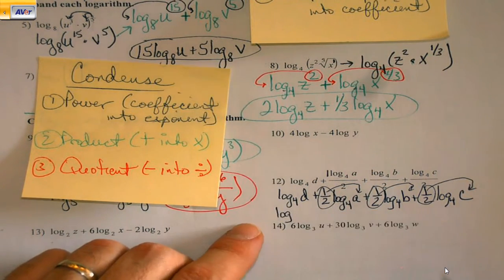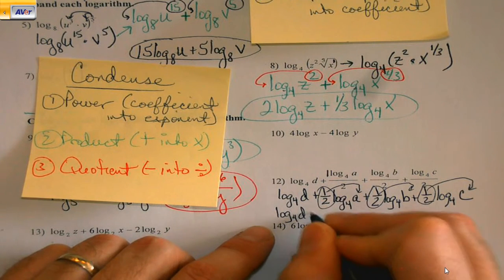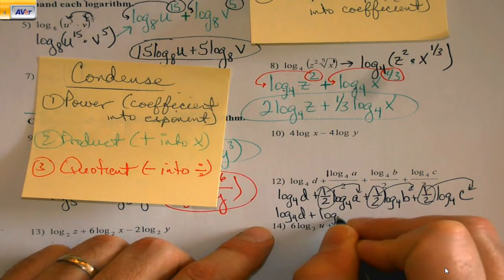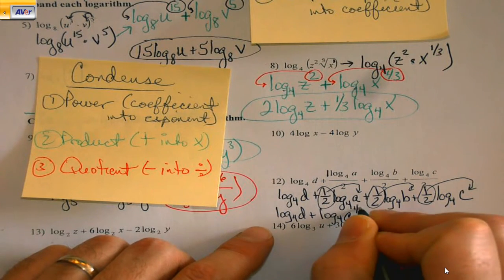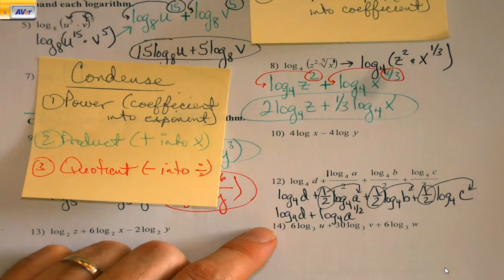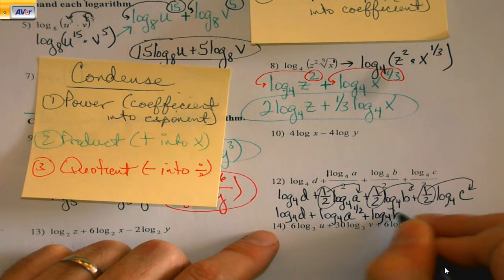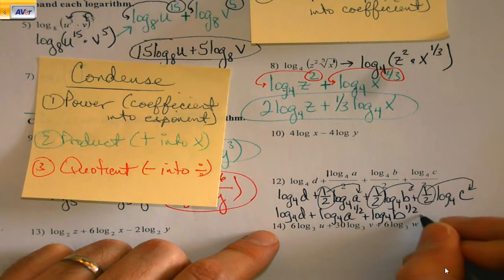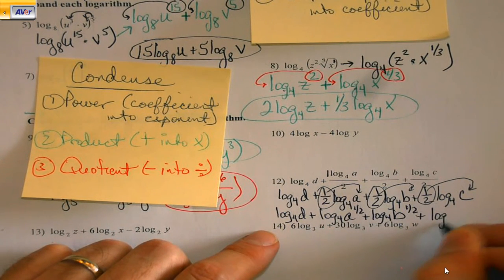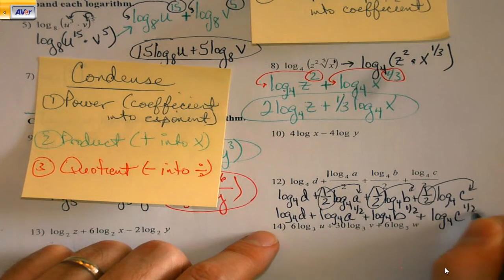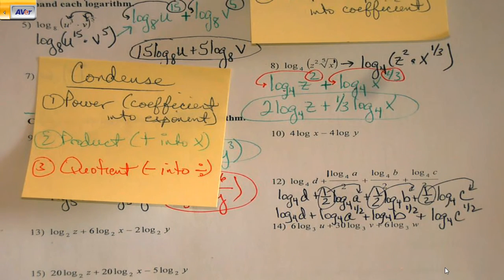We may run a little bit into number 14 here, but that's okay. So that 1/2 log base 4 of a turns into log base 4 of a to the 1/2 power. And here momentarily we will have b to the 1/2 power. And then we will have c to the 1/2 power, because all those coefficients plopped up in the exponent world.